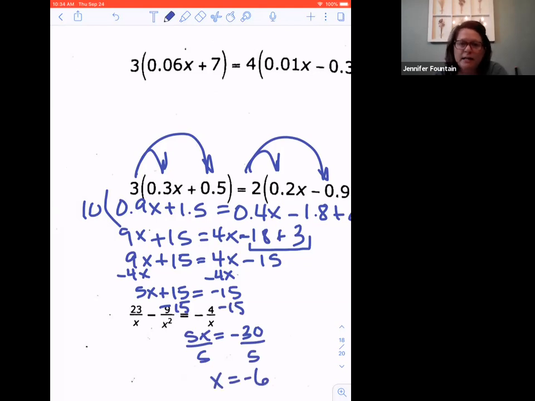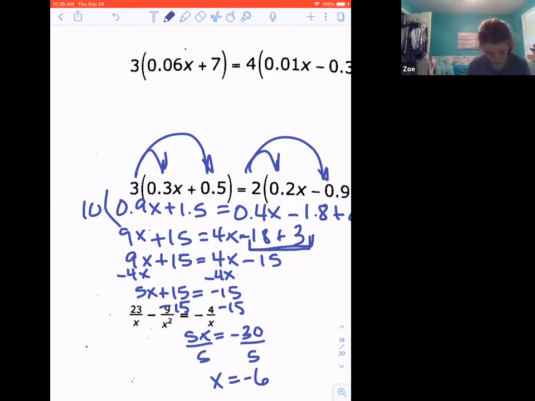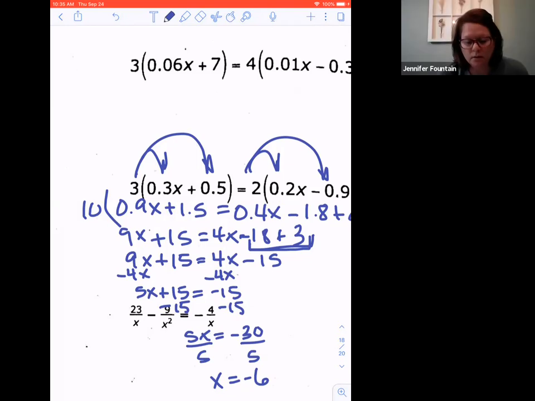Okay, so the first thing we had to do was distribute. Once I've distributed everything, I had to multiply by my power of 10. Once I've done that, I had to simplify on my right-hand side, negative 18 plus 3. Then I could start using my properties of equality to move things from right to left and left to right to solve and find that x is equal to negative 6. Thank you. You're welcome. Any other questions? Everybody good?